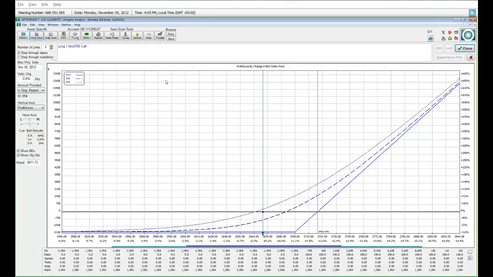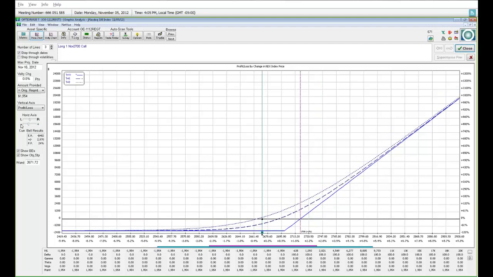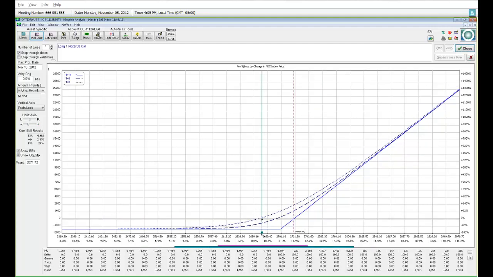Here's what it looks like on the graph. If the market goes up, you make a bunch of money. If the market stays where it's at or goes up just a little bit, you lose money. See this line? That solid line? That's at expiration. That tells me what your option is going to do 11 days from now.